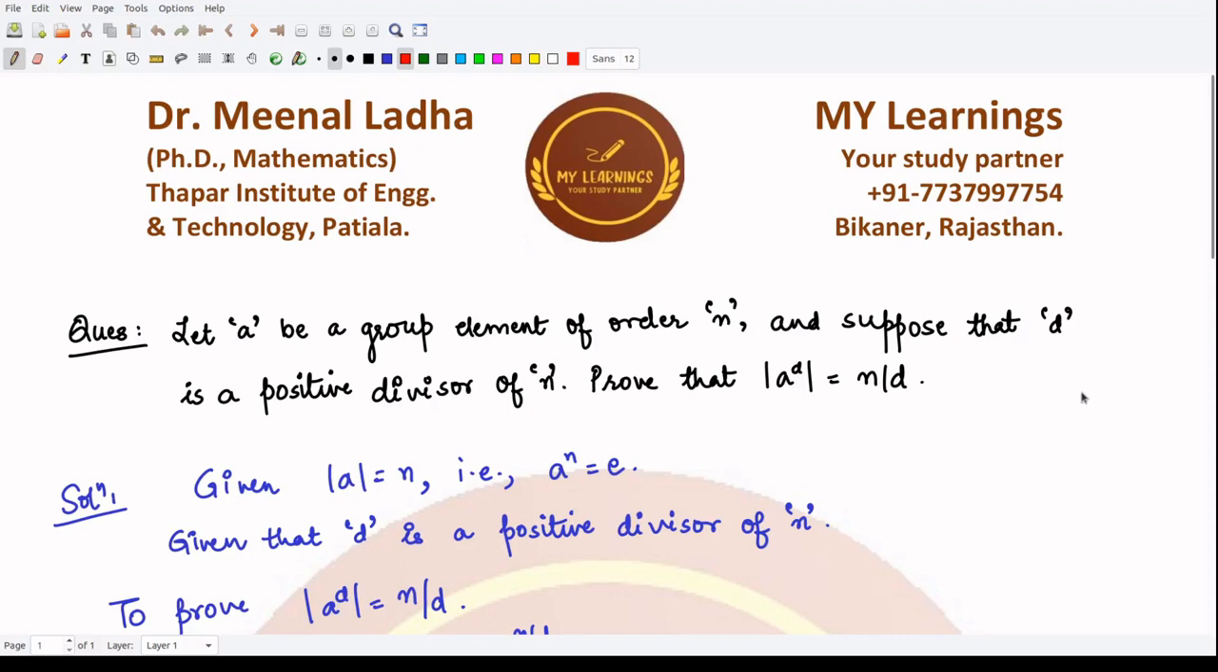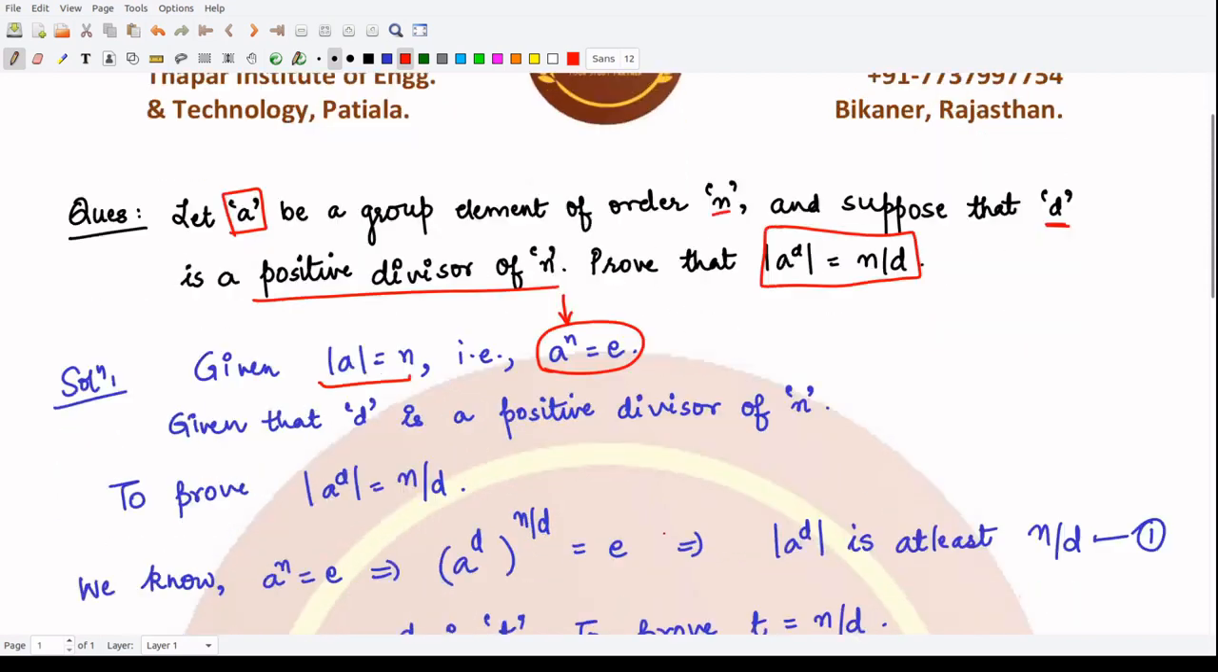In this video, we'll be solving another question which states that if A is a group element having order n, so we are given the order of A is equal to n. You can write it like this: A raised to power n is equal to e, where n is the smallest positive integer of such kind. Moreover, we are also given that d is a positive divisor of n. So we have to prove that the order of A raised to power d is exactly equal to n divided by d. In order to prove this, we know that the order of A is n.